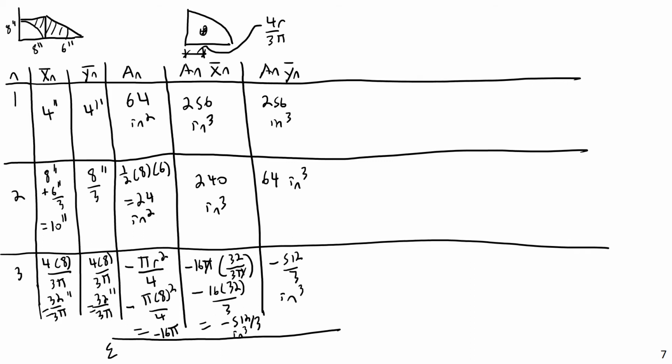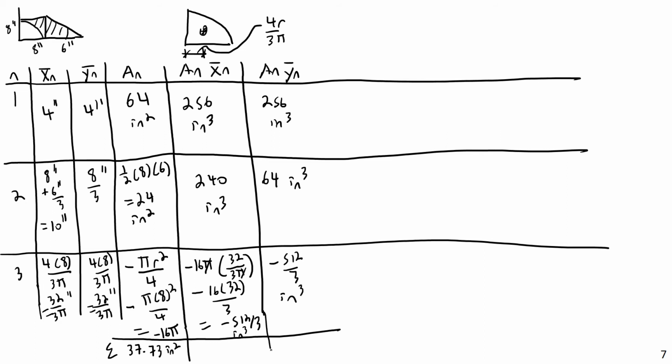So 64 plus 24 minus 16 pi. So 64 plus 24 minus 16 times pi. This comes to 37.73 inches squared. That is the combined area of the entire shape, again considering the reduction in area from the quarter circle hole. 37.73 inches squared.